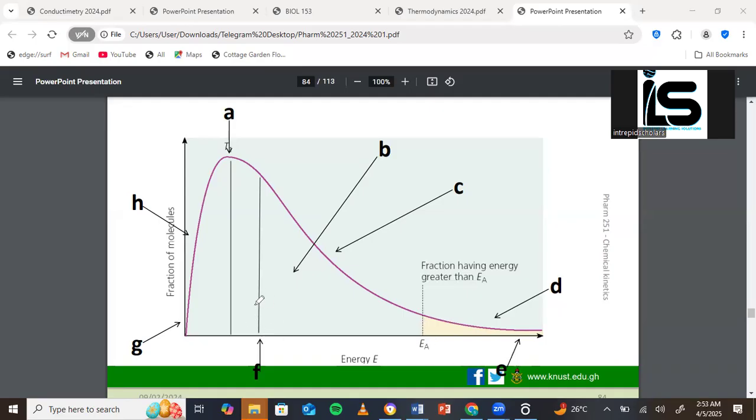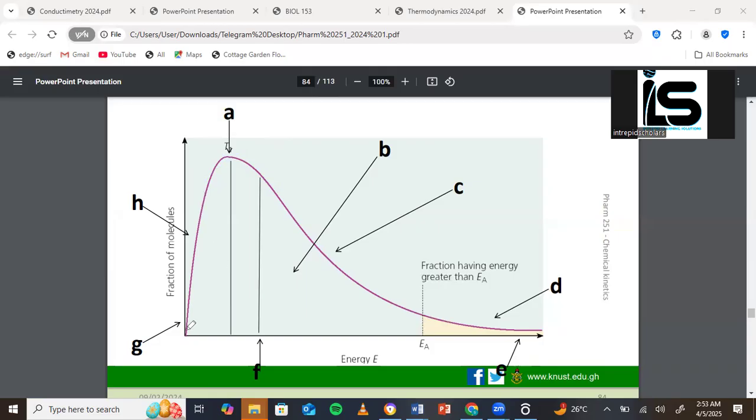Now the F here shows the average energy. You realize that the most probable energy is different from the average energy, even though the most probable energy is close to the average energy. This is the average energy, or the mean energy, of the particles, and it is not where the peak is. Very important to note.